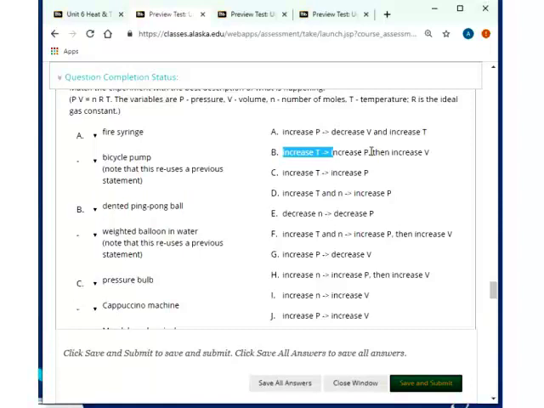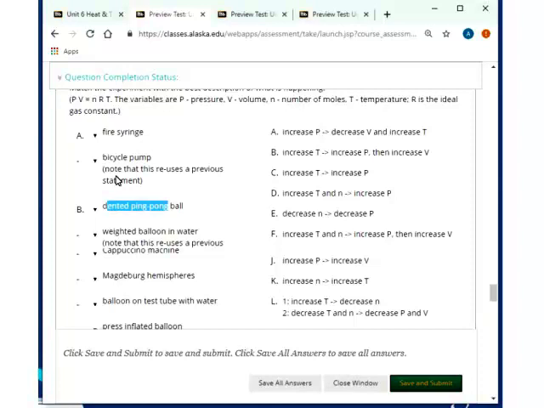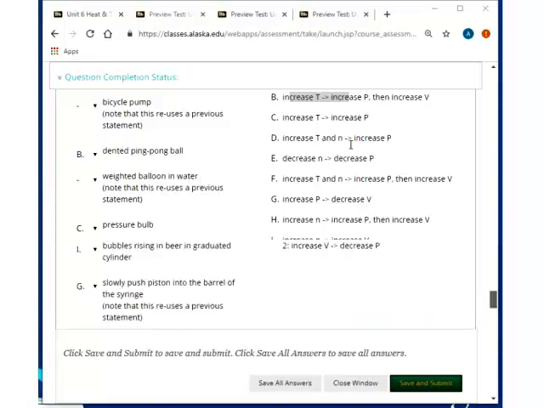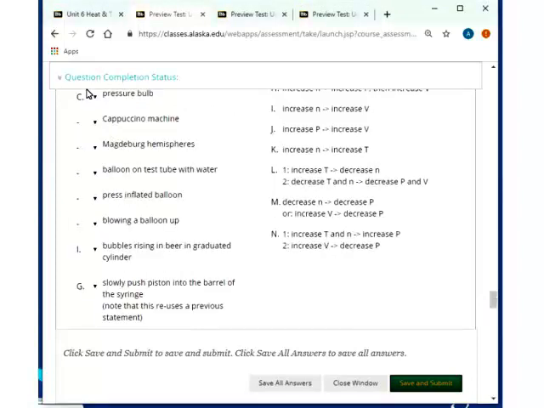Then the ping pong ball, you will see in the experiment that the temperature is increased, which increases the pressure inside the ping pong ball, and then that increases the volume and gets the ping pong ball back to its original size. Weighted balloon in water, I believe, uses the same statement here. Again, look at these experiments, and then a lot of the rest here uses the other statements over here in the correct order.